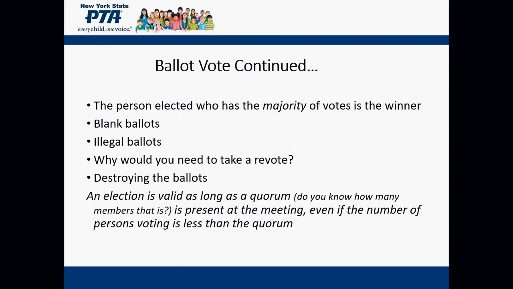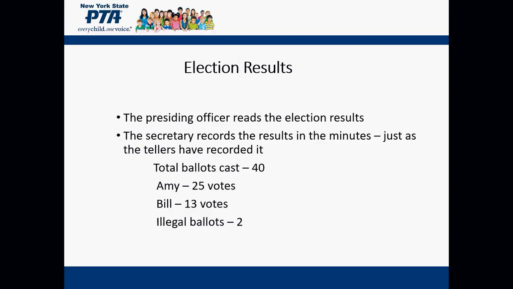And an election is only valid as long as a quorum is present. And what is a quorum for a general election meeting? That is in your bylaws. Okay, and as the president, obviously, you would need to know that. Make sure that you have a quorum before you start any kind of ballot vote. Even if the number of persons voting is less than the quorum, as long as there's a quorum at the meeting, you can take a vote.